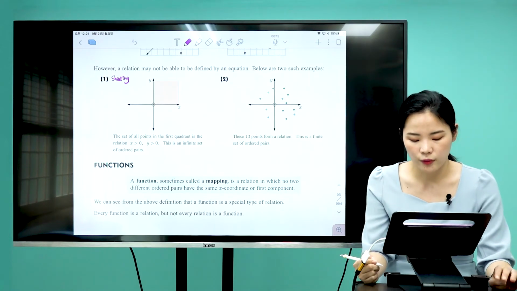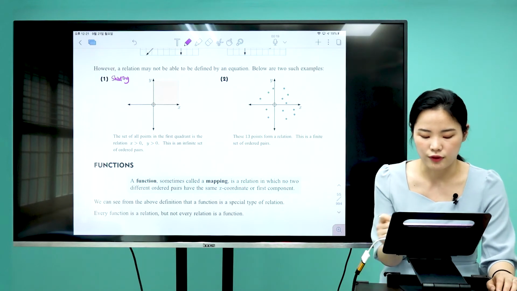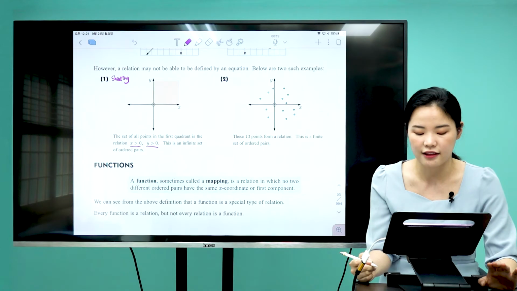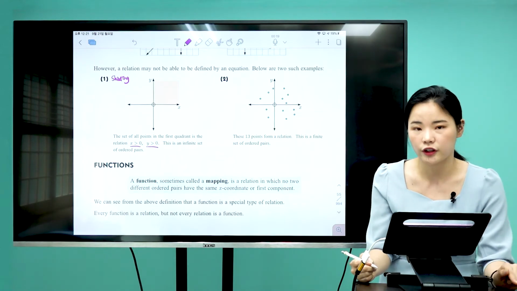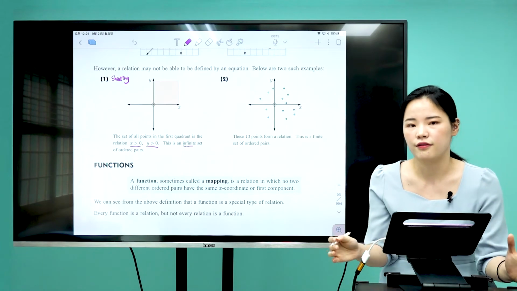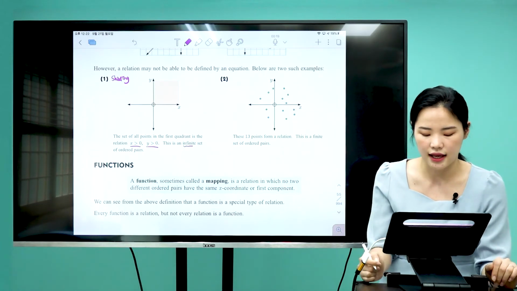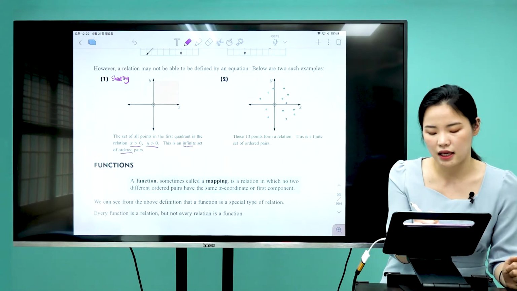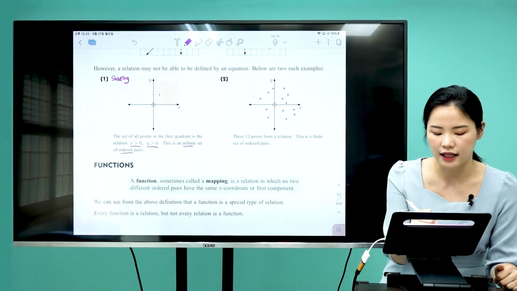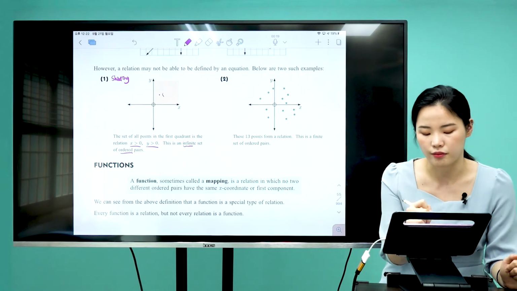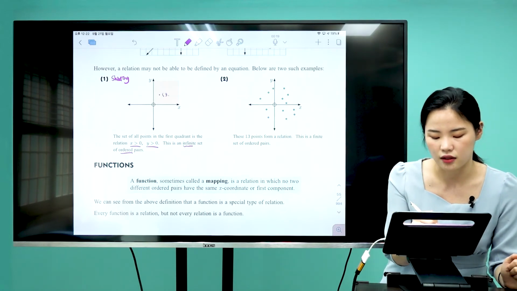The set of all points in the first quadrant is a relation of positive and positive values, and this is an infinite set of ordered pairs. What it means by infinite set is that there are infinite pairs. An ordered pair is, if we pinpoint one coordinate in any x and y plane, it would have a certain number, let's say (3, 5).